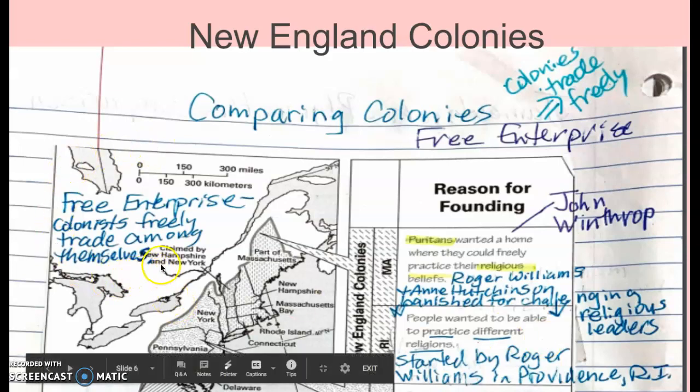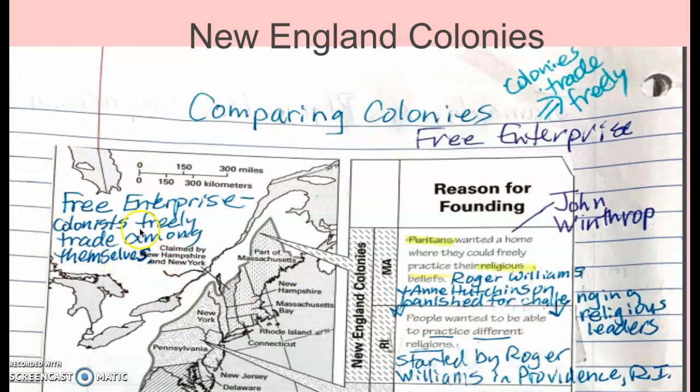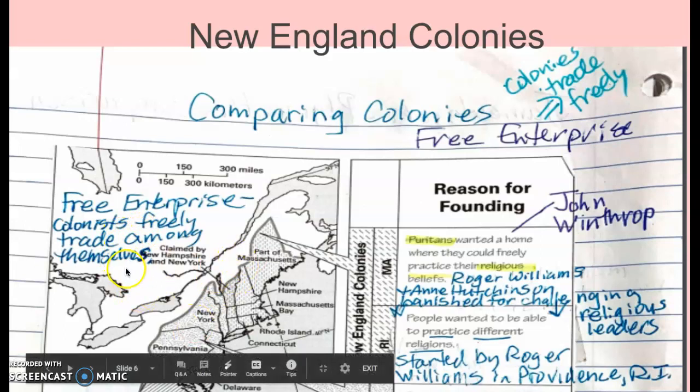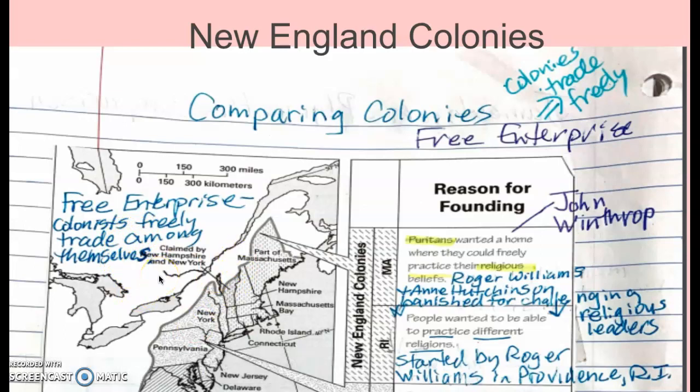Just a note here about free enterprise to kind of repeat what I said earlier. The colonists all up and down the coast were allowed to trade very freely among themselves, even though British laws said they couldn't, and that they couldn't trade with other countries. They did it anyway, and this allowed them to become incredibly profitable. Great Britain made a lot of money. The colonies made a lot of money. For all practical purposes, there was not a lot of poverty to speak of in these colonies.